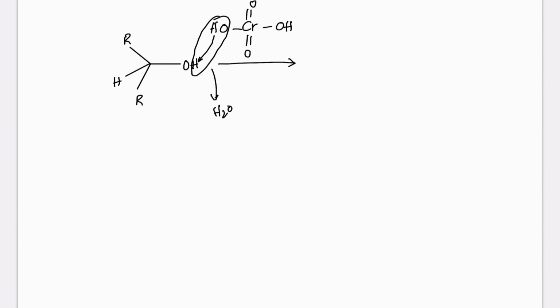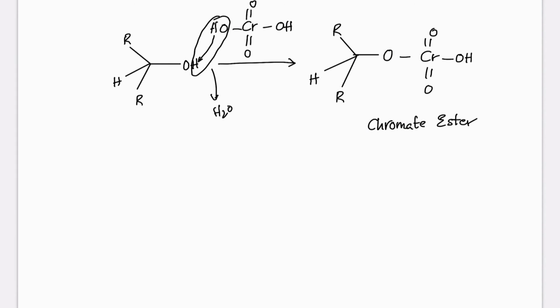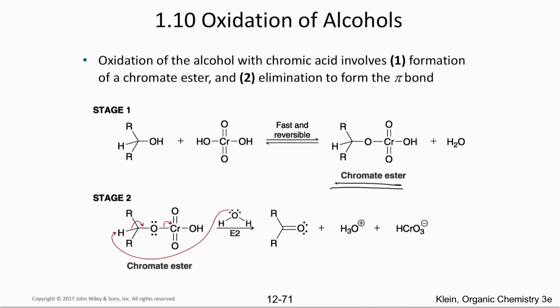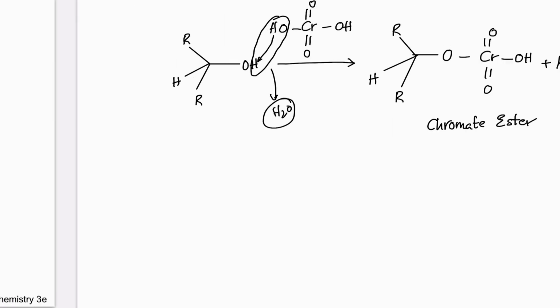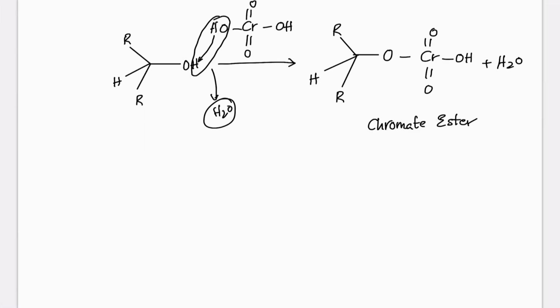So the final product that you get is called the chromate ester formation. It's called a chromate ester. Now once it forms the chromate ester, notice that I already told you that there is a water molecule that leaves. Now this water molecule will not stay on its own. So what will it do? It basically takes up this chromate ester.